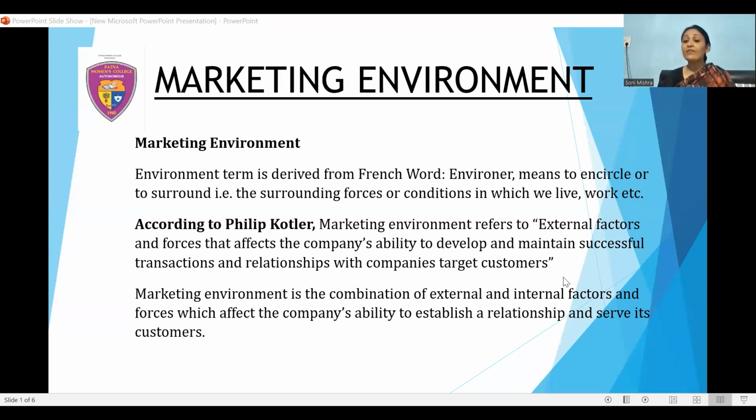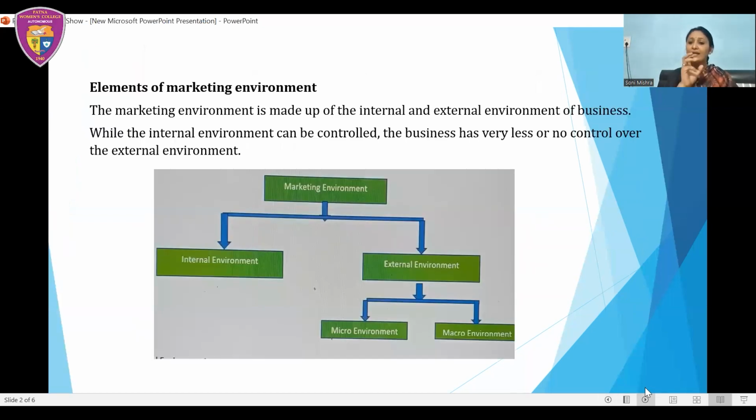Now, marketing environment is actually the combination of two types of factors, internal factors as well as external factors. So what are internal factors and what are external factors? Today we are going to see it. So internal factors are those factors that are completely under the control of any organization. What constitutes this internal environment?